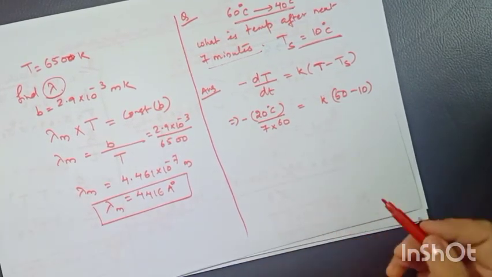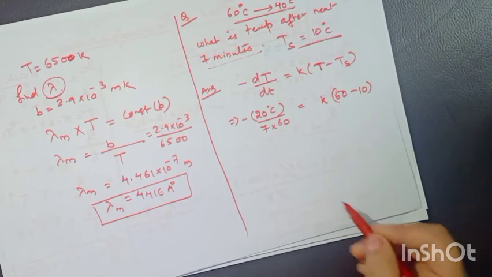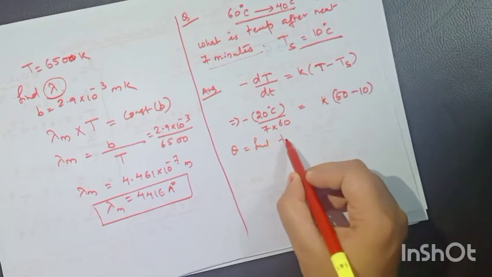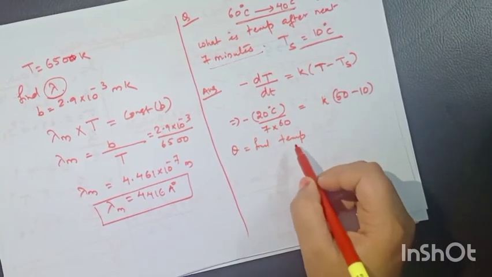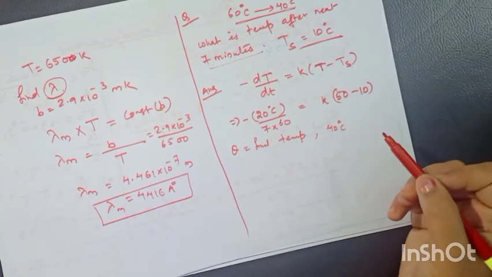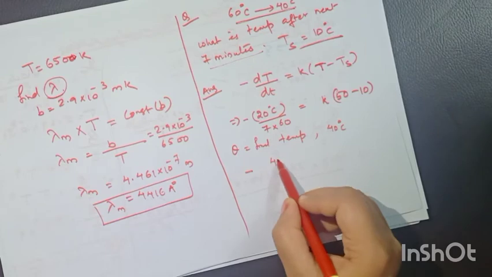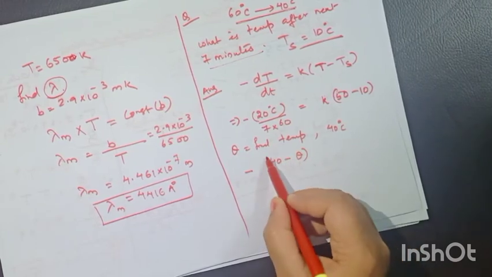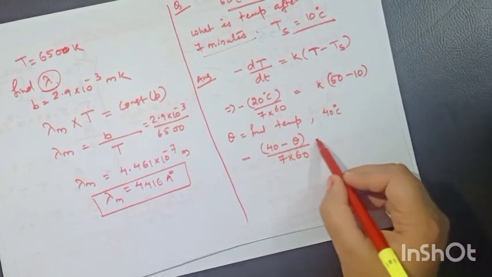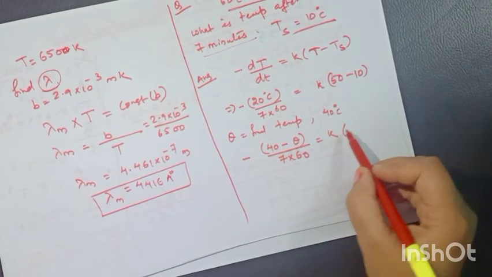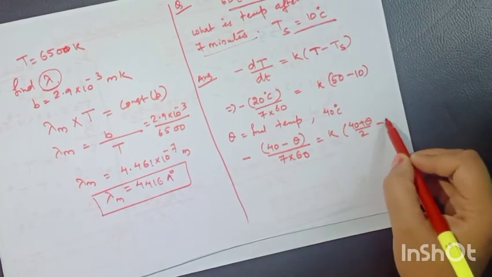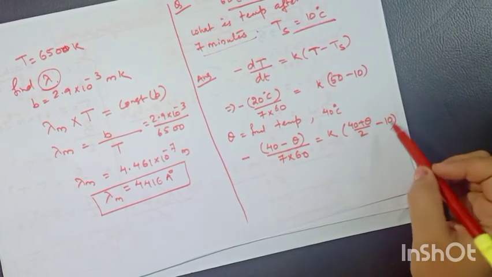So this is the decrease in temperature. Now for the next 7 minutes, what will be the temperature of the body? Let theta be the final temperature, and the initial temperature is 40 degrees Celsius for the next 7 minutes. So I can write 40 minus theta divided by the next 7 minutes, that is 7 into 60, is equal to K into the average temperature, that is 40 plus theta divided by 2, minus the temperature of the surrounding, that is 10.